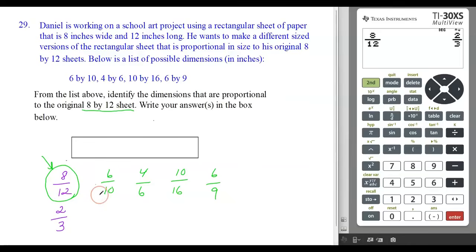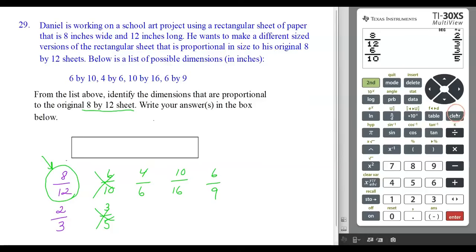And the next one is 6 over 10. Hit your fraction button, 6 on top, 10 on bottom. Hit enter, that comes out to 3/5. So this one does not work, does not match up with 2/3. Let's do 4 over 6. And you might see that 4 over 6 does work. I mean, you can see if you double 2, you get 4, and if you double 3, you get 6.